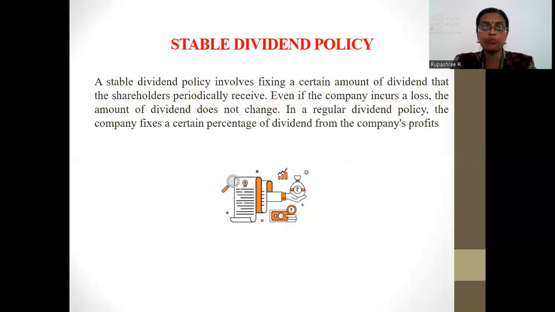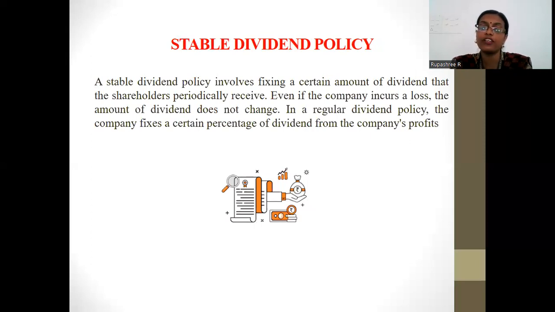The second type of dividend policy is called stable dividend policy. Under stable dividend policy, companies always fix a certain amount to be paid as dividend to their shareholders, whatever may be the profit or loss incurred by the organization.